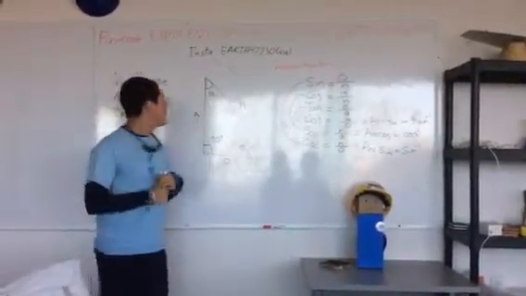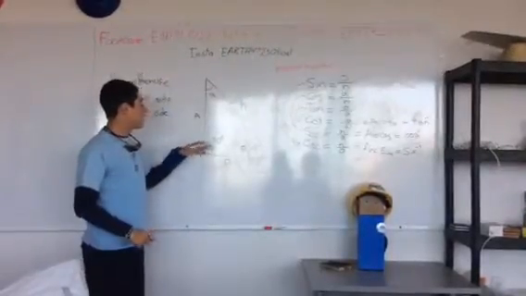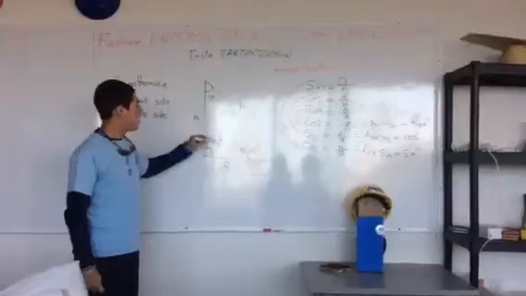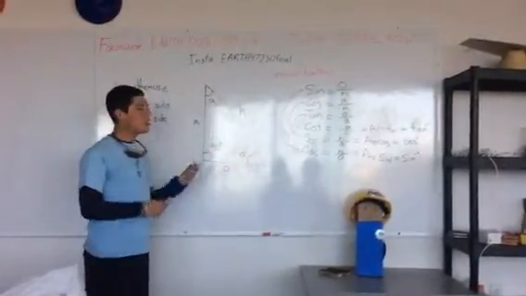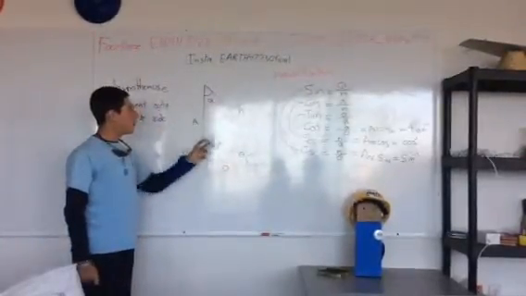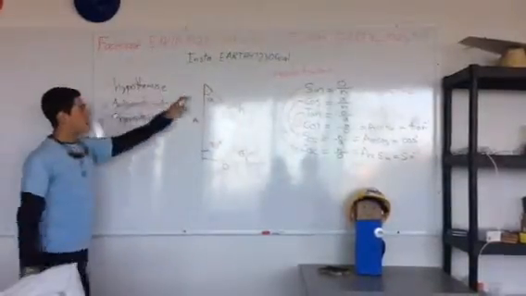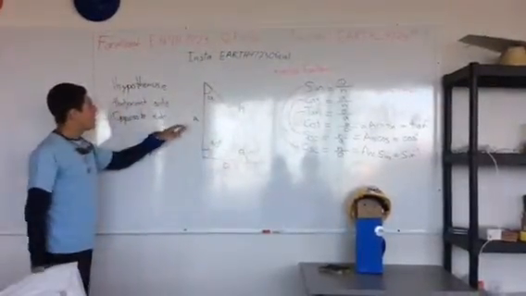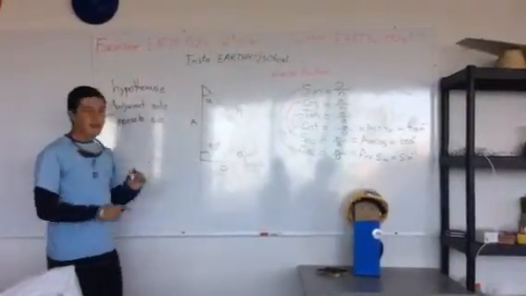Some trigonometry. We've got a triangle. This is a right triangle because it has a 90-degree angle here, and the other two angles are complementary, alpha and theta. For this triangle, we have three sides. The hypotenuse is the biggest, then the adjacent and the opposite sides.